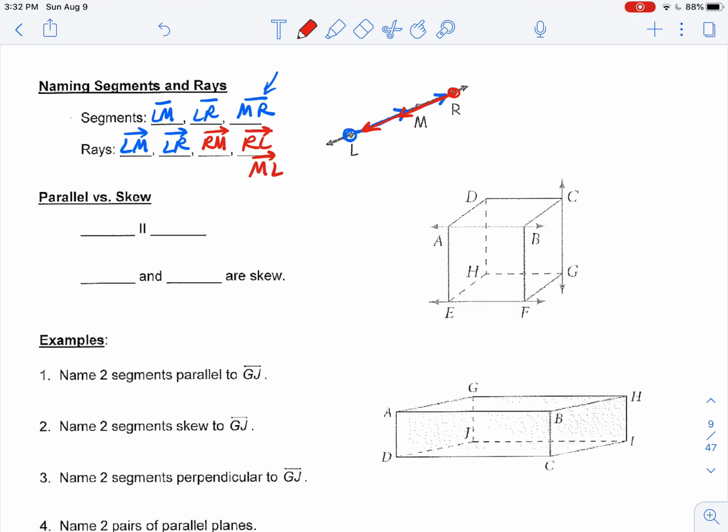Parallel versus skew. Now this is the symbol for parallel. It's 2 little vertical lines. So we're looking for parallel lines in this case. So using this diagram over here, we want a pair of parallel lines. Parallel lines are lines that never intersect. So how about AB and EF?